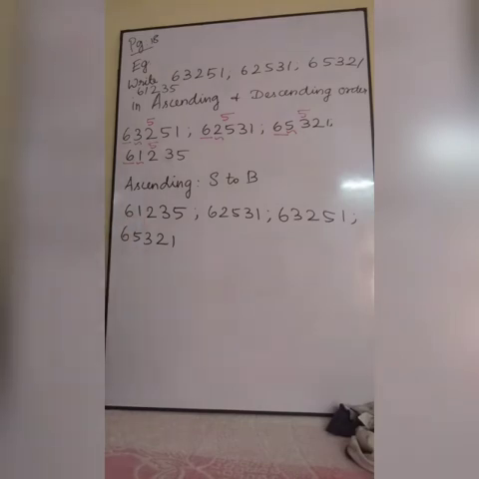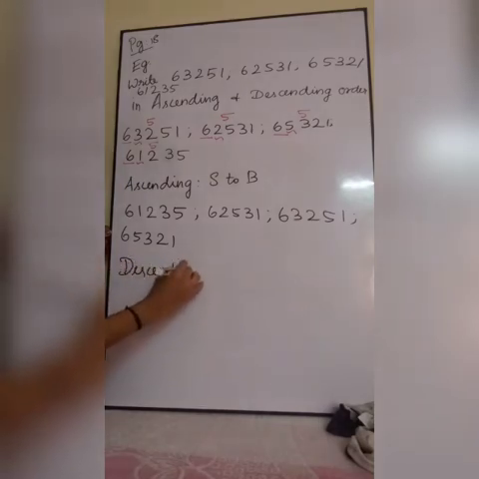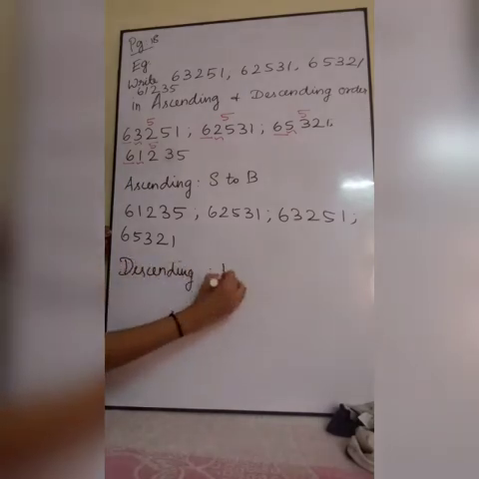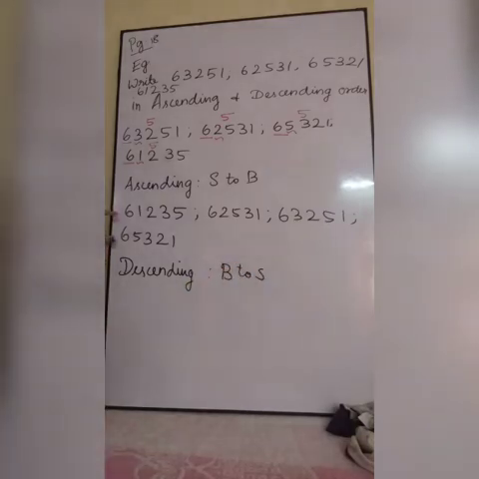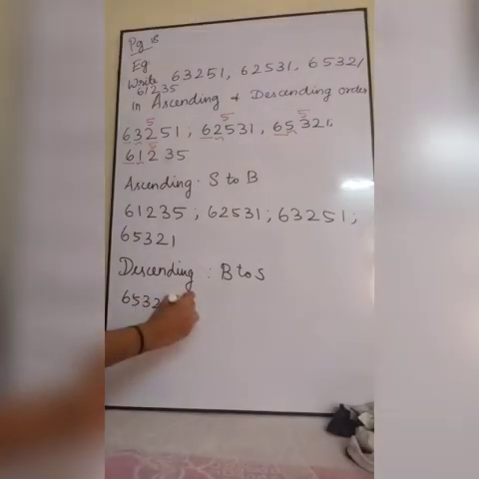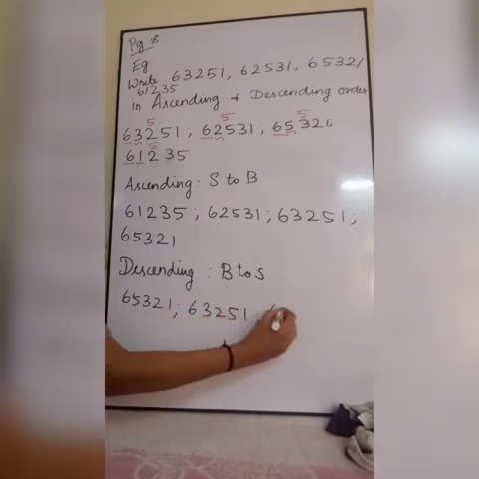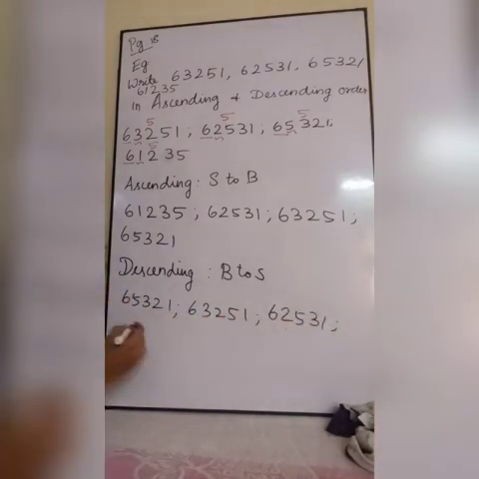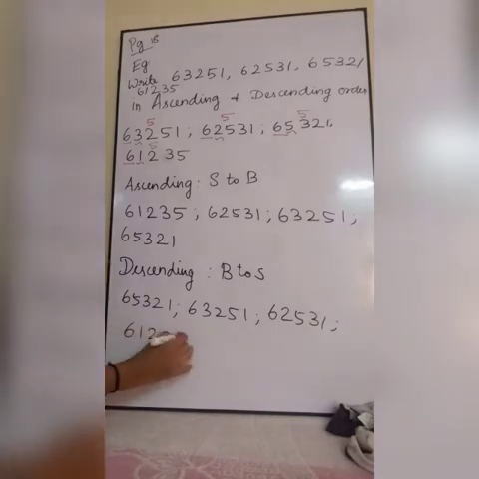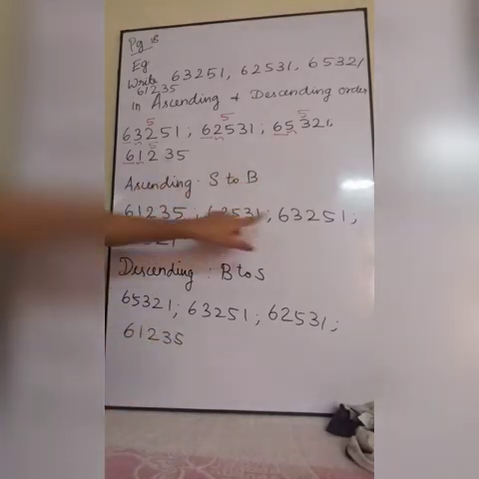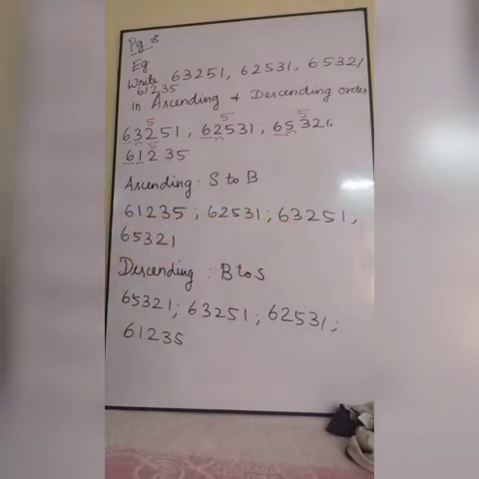Next, what do they ask you to find? Descending order, right? So first I will write the descending order. Descending means big to small. So which is your largest number? This one, 65,321. Next 63,251. Next 62,531. Next 61,235. Just the reverse order of this. So this is how you should write the ascending and descending order. First you have compared it, then you have ordered those numbers.